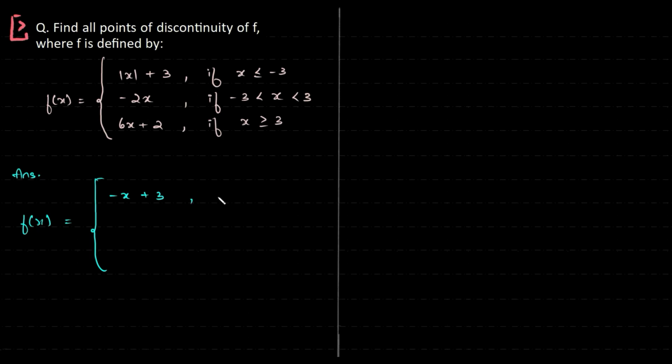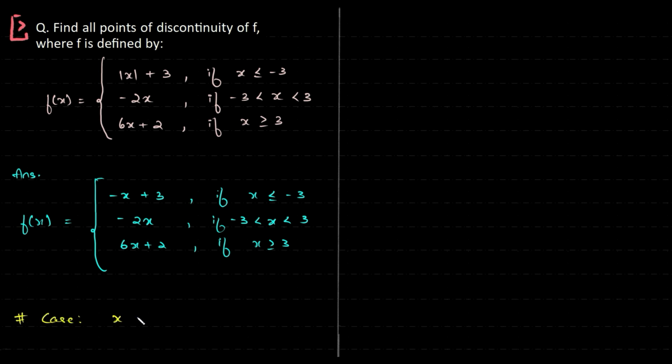And this is for x less than minus 3, and minus 2x if we have x between minus 3 and 3, and 6x plus 2 if x is greater than or equal to 3. Now let's take case by case.